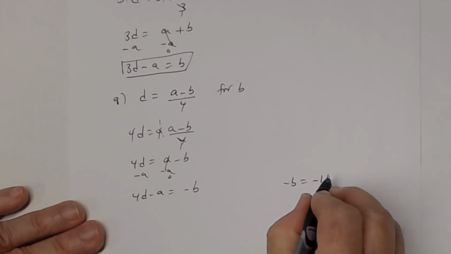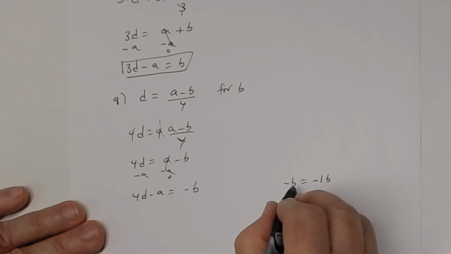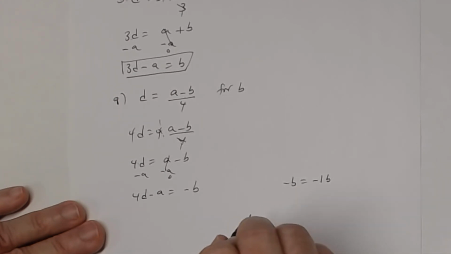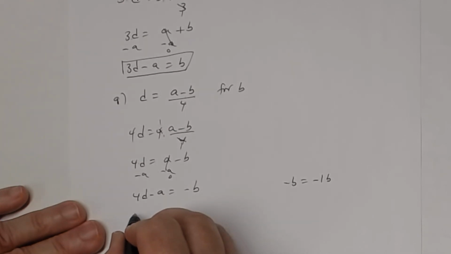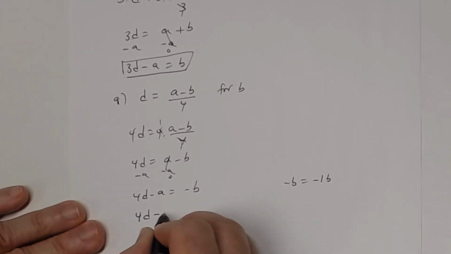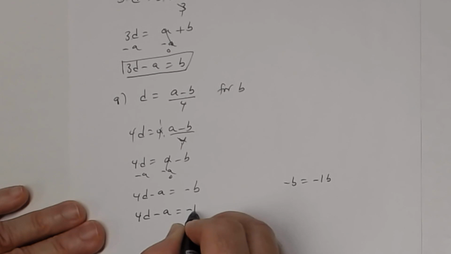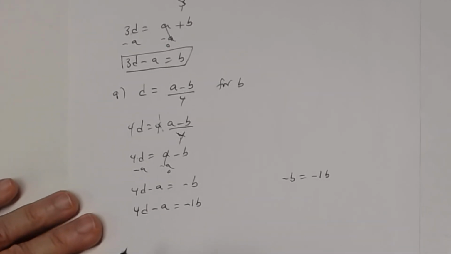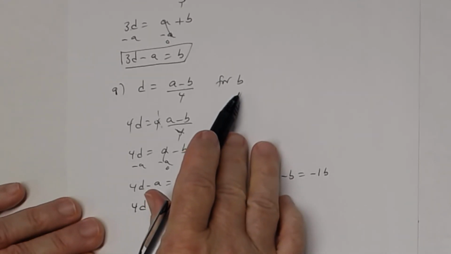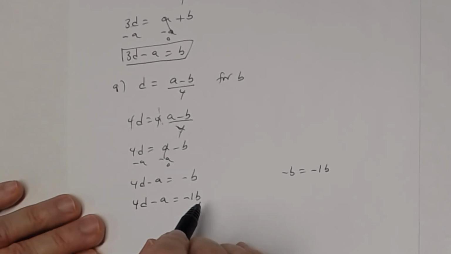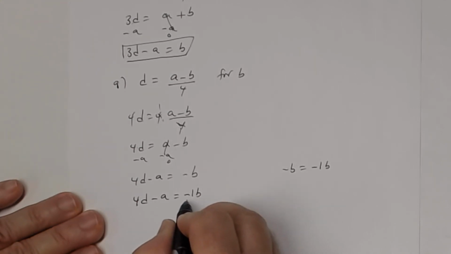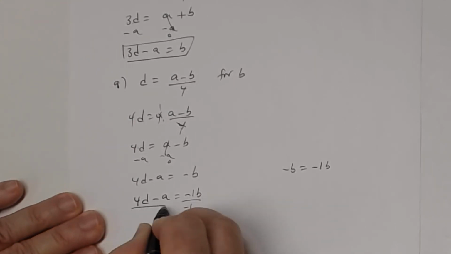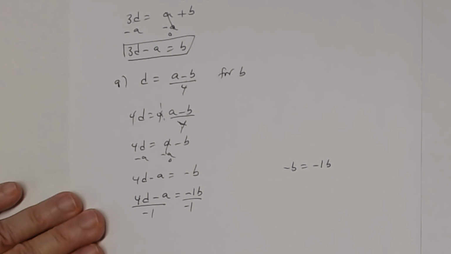So some of you may want to think of negative b, or the opposite of b, as negative 1 times b. If you want to think of it that way, do so. It may help you. So this is what we have. We have 4d minus a is equal to negative 1 times b. But I want to get b by itself, not negative b. So right now, to get b by itself, I'm multiplying b by negative 1. The opposite of multiplying by negative 1 is to divide both sides by negative 1, just like that.